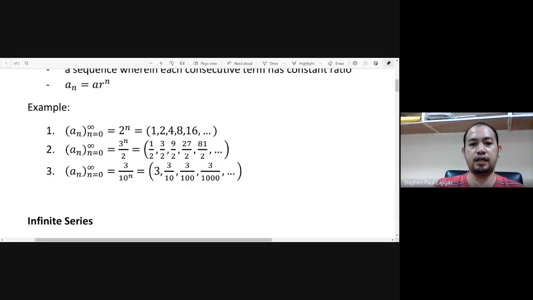We can also have this sequence, 3 to the power n over 2. And then again, substituting, we get these numbers: 1/2, 3/2, 9/2, and so on. Then we will see that the ratio here is equal to 3. Then another one, 3/10 to the n. So we start with 3, then 3/10, 3/100, 3/1000. And the common ratio here is equal to 1/10. So that is our r, the common ratio or the constant ratio. So again, in example number 1, that's equal to 2. Example number 2, that's equal to 3. Then example number 3 is 1/10.